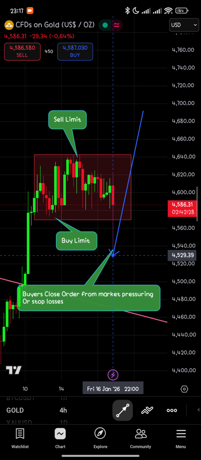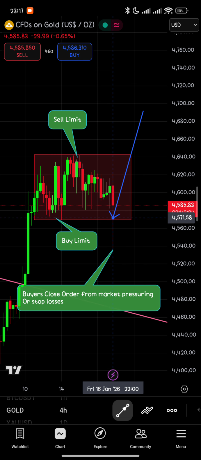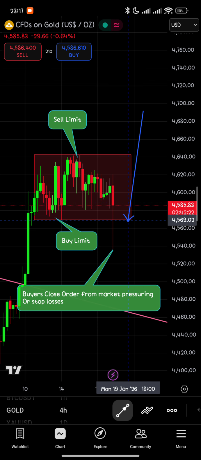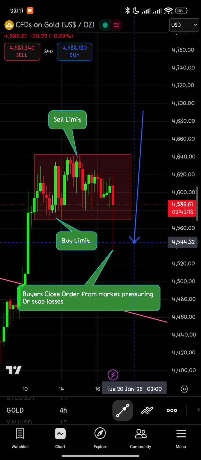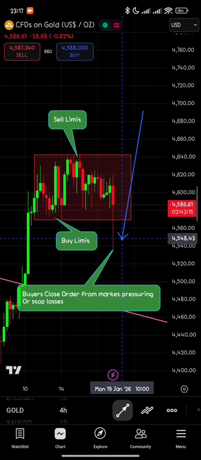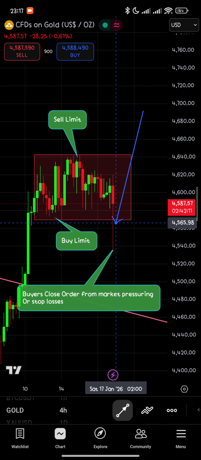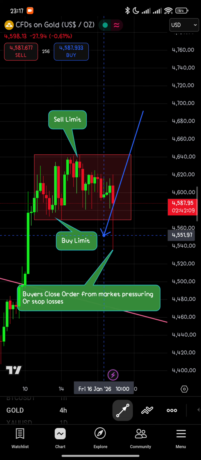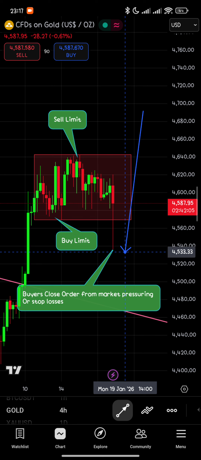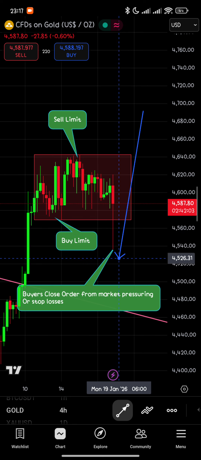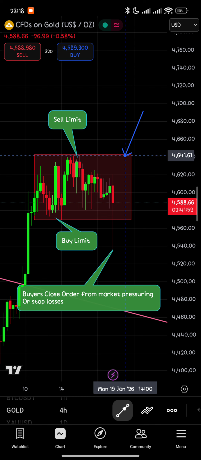It doesn't reverse yet in the 4-hour time frame because this is just a candle pullback. But in the lower time frame, the market has caused a reversal, right? Reversal has happened in the lower time frame right now, which means if this reversal in the lower time frame is complete, price is going to start moving upwards, correct?